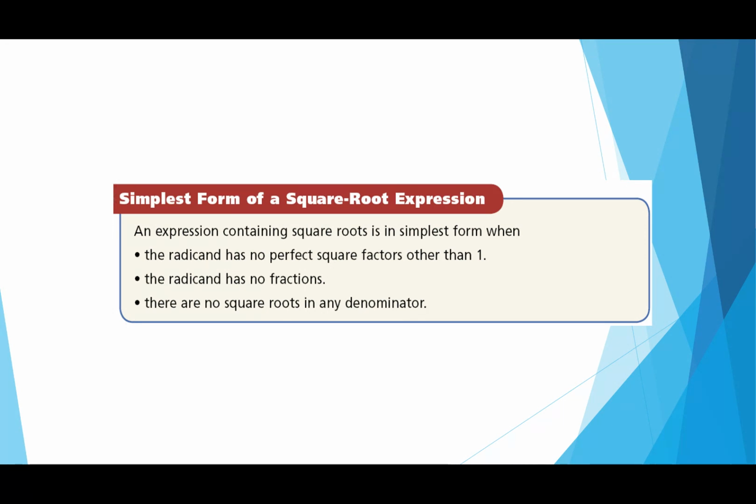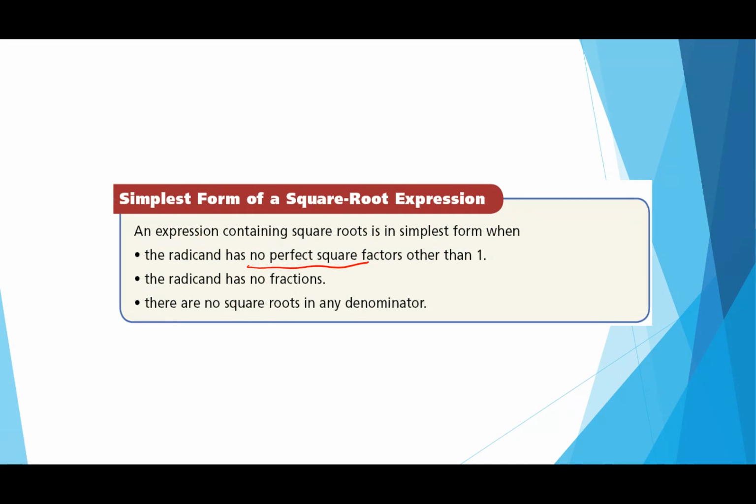So there are three big rules for radicals and being in simplest form. Rule number one, and the big one that we'll work on a lot in this video, is the radicand has no perfect square factors. So basically that means that you can't divide it by a perfect square.